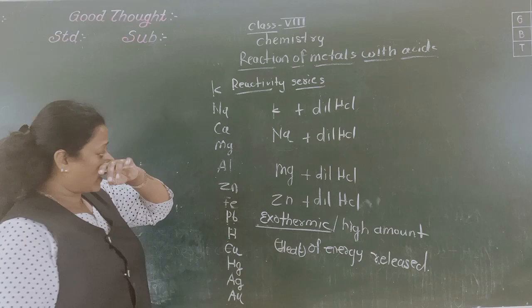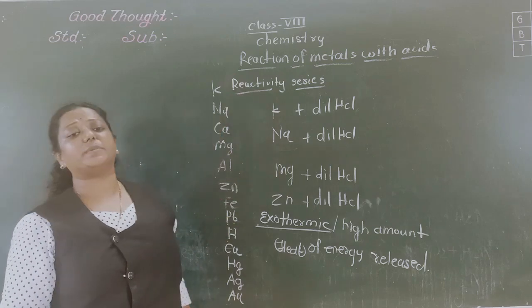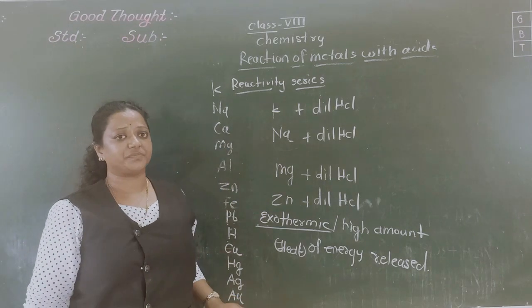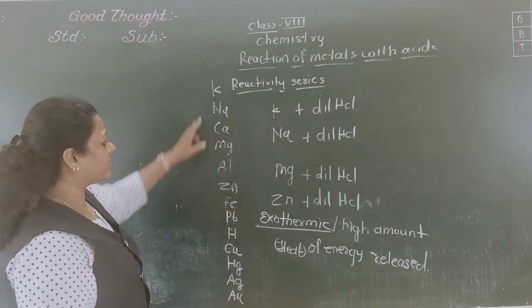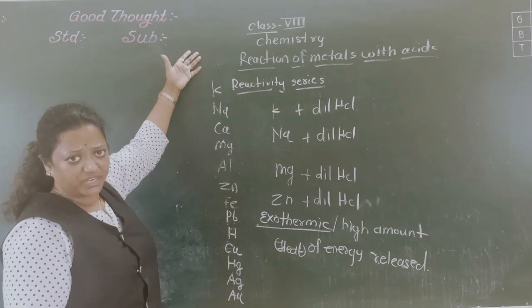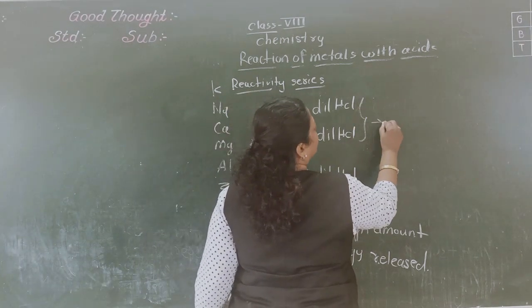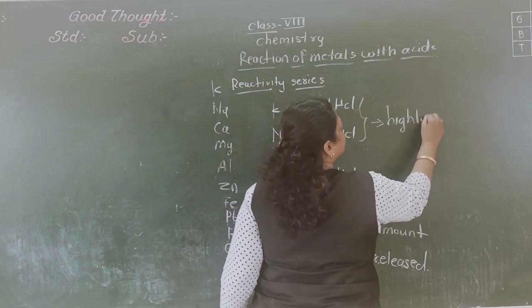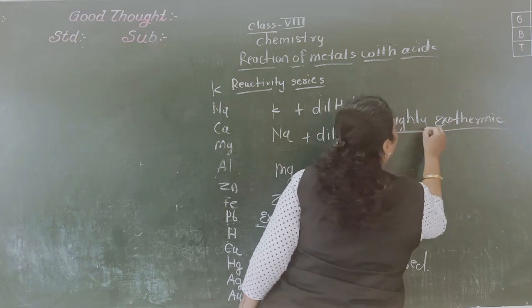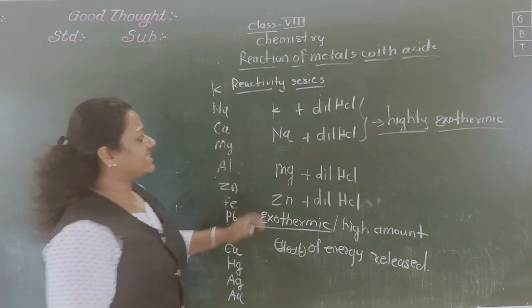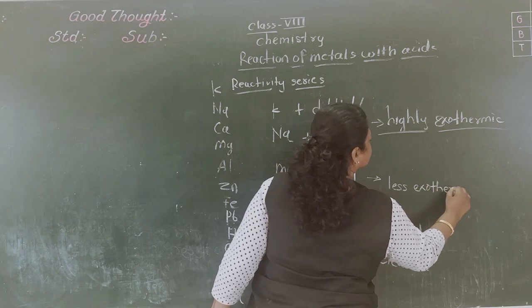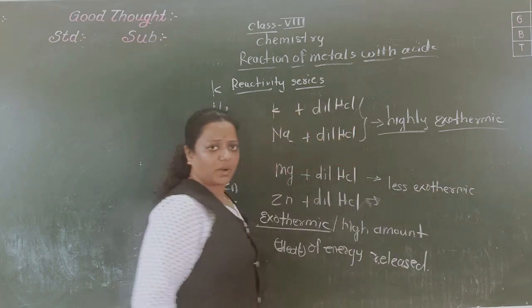If we take this reaction, which reaction will be more exothermic? Magnesium, zinc or sodium or potassium? If you have studied the reactivity series in detail, then according to the reactivity series, potassium and sodium are at the top of the reactivity series. So this reaction will be highly exothermic, right? And this reaction will be less exothermic as compared to this. Less exothermic means a very small amount of energy will be produced in the form of heat.